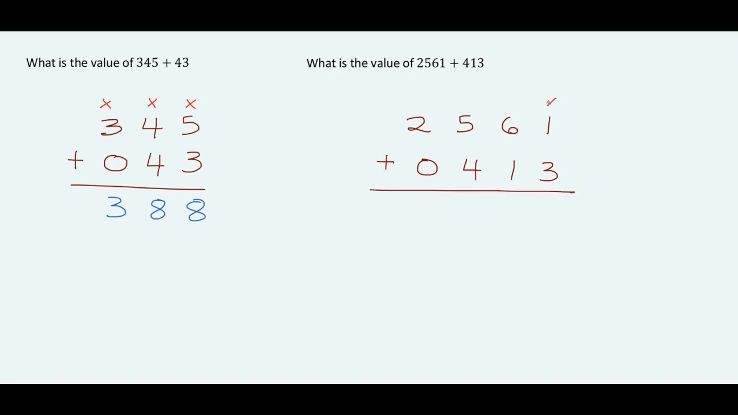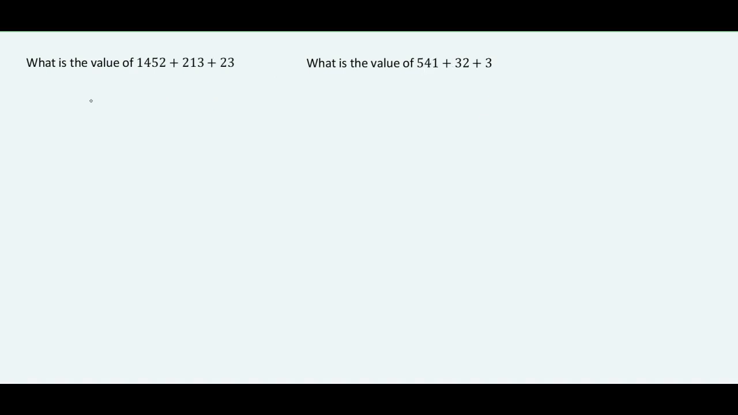We start on the right hand side. 1 plus 3, let's be consistent. 1 plus 3 is going to give us a 4. Then we switch over here. 6 plus 1, we have a 7. Now to the hundreds column. 5 plus 4, we have 9. And then finally to the thousands column, 2 plus 0, we have 2.